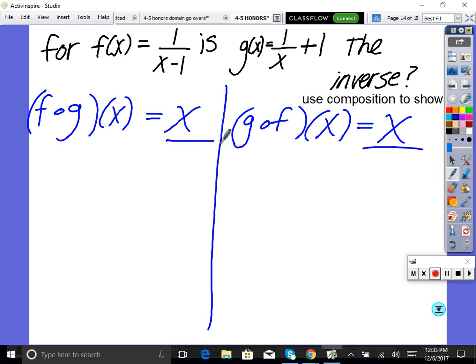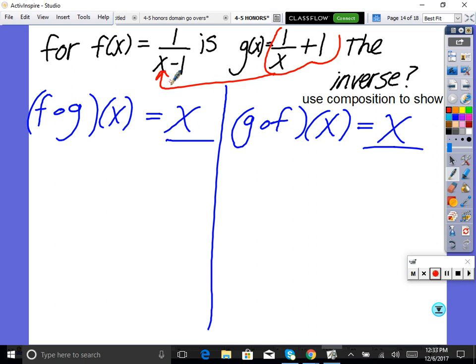Now I'm looking at this problem and I'm saying, are these inverses? Obviously, you could just say, well, I'm going to find the inverse of this and then see if it matches up. That's not allowed. On the test, it's showing the work. So I'm adding in: use function composition to show. We would have to do it like this. You'd show both. Look, this one's g plugged into f, isn't it?